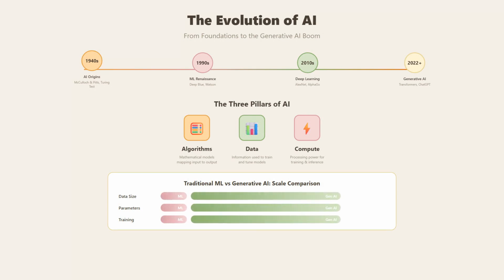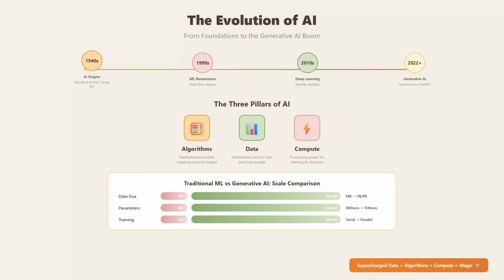Now, artificial intelligence rests on three fundamental pillars. First, we have algorithms, the mathematical models that map inputs to outputs. Second, there's data, the information used to train and tune these models. And third, compute, the processing power needed for both training and inference. What's remarkable about the generative AI era is how dramatically each of these pillars has scaled.